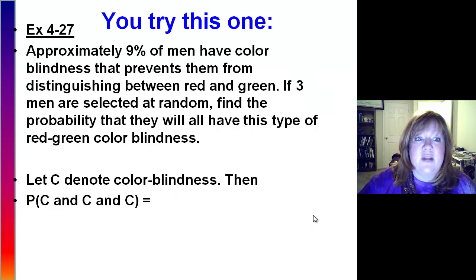I want you to try this last one on your own. It says approximately 9% of the men have color blindness that prevents them from seeing red and green. If 3 men are selected at random, find the probability that all will have this type of red-green color blindness.